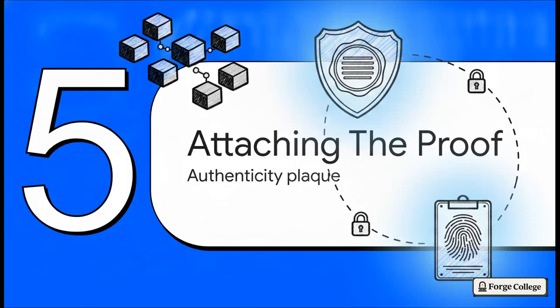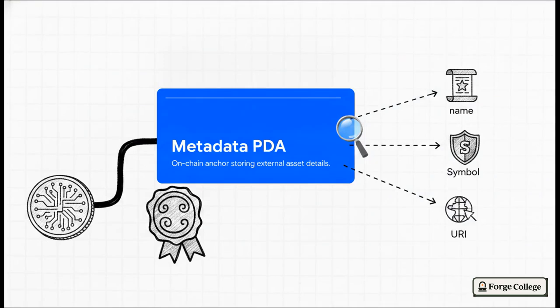Next up, Section 5, attaching the proof, the authenticity plaque. So to securely bind our on-chain digital token to our off-chain physical asset, we use the mpl-token-metadata program. Basically, this program slaps a really fancy authenticity plaque onto our token via a metadata PDA. PDA just stands for Program-Derived Address.